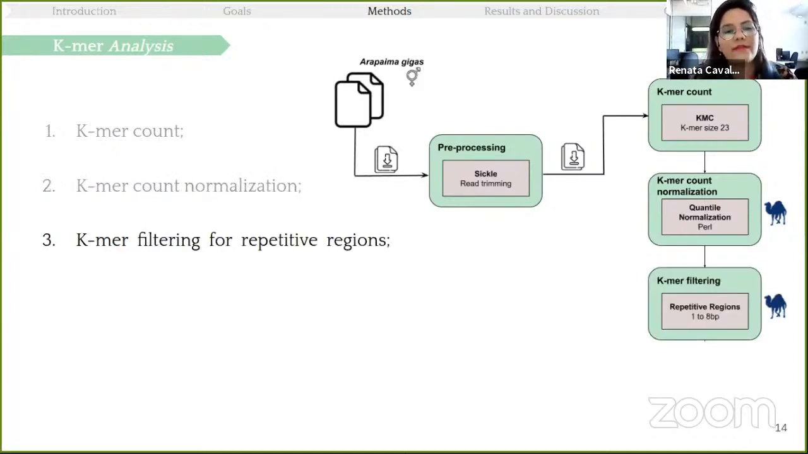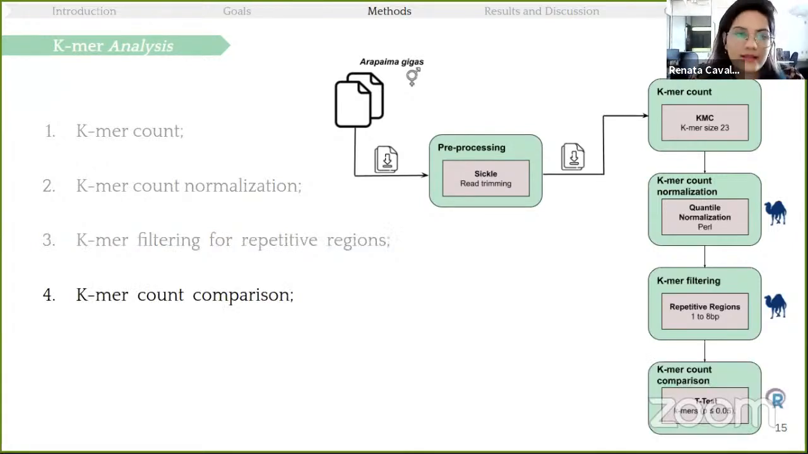After, we filtered the repetitive regions because we saw the repetitive regions were most abundant in our samples. So we chose repetitive regions from 1 to 8 base pairs. And then finally, we compared the K-mer counts using a t-test made in R.